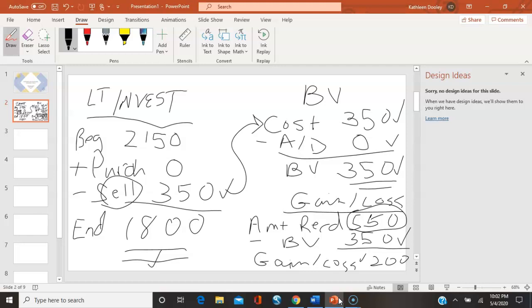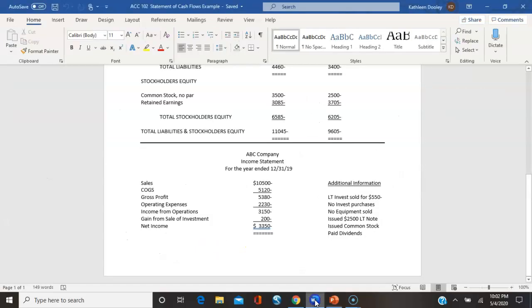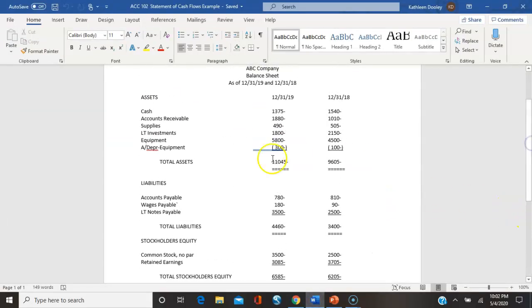Okay, so let us continue on. So we took care of long-term investments. Our next thing is equipment. It went from $4,500 to $5,800. And generally I try to do the accumulated depreciation at the same time. That went from 100 to 300.